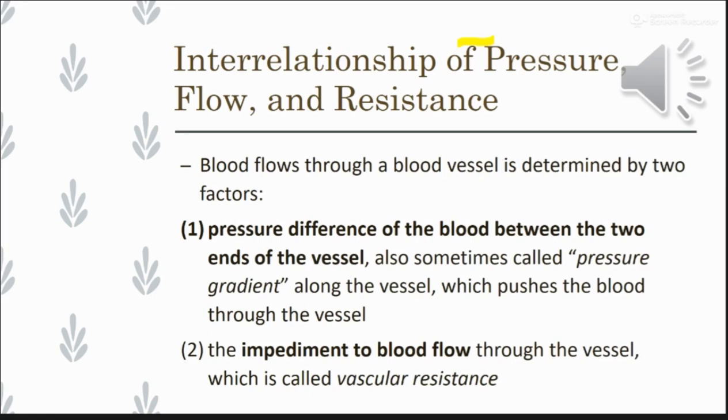The next one is the impediment to blood flow. So that's your vascular resistance, okay? So the resistance occur as the result of friction between the flowing blood and the inner wall or intravascular endothelium of the blood vessel, right? There are cells inside the wall of the blood vessel. So your blood creates friction in there. So yeah, creating a vascular resistance.